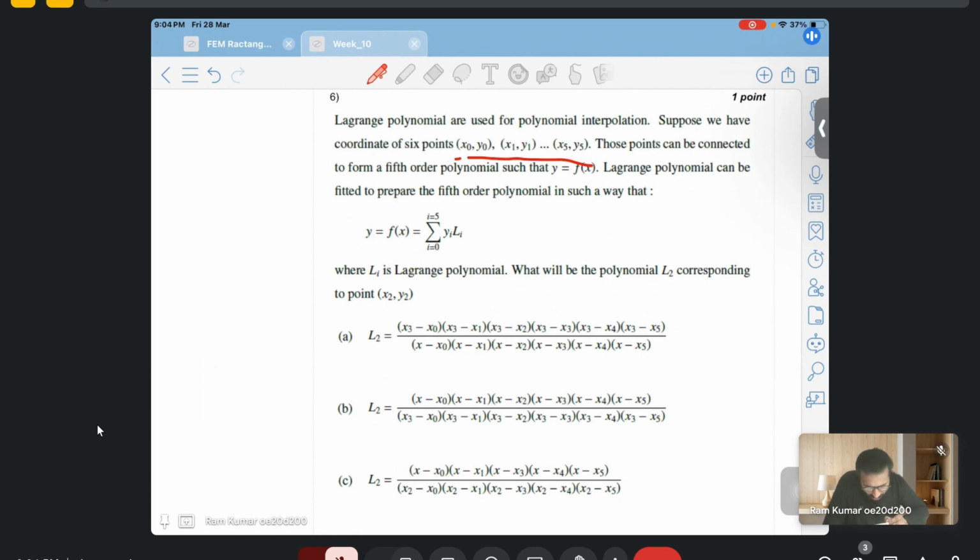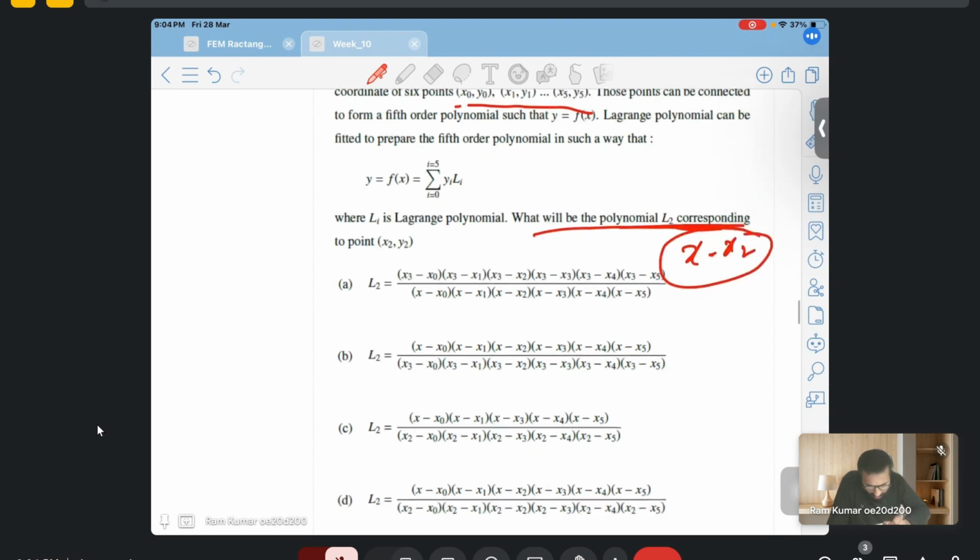So how are we finding L2? It should not contain x minus x2. So the third option will be there. X minus x2 should not be there. So the C option is correct.